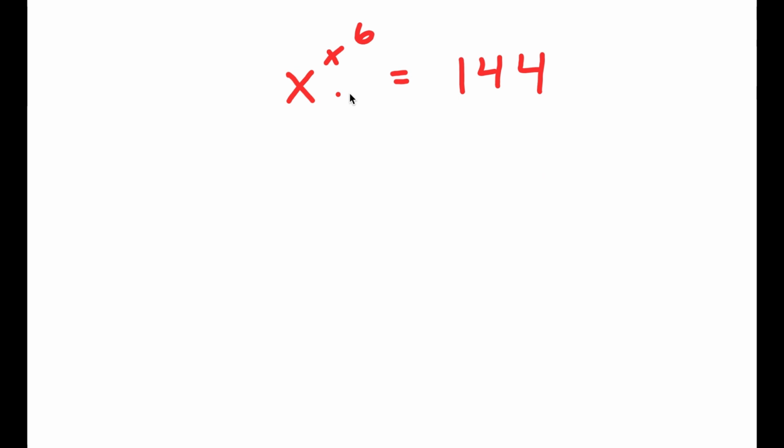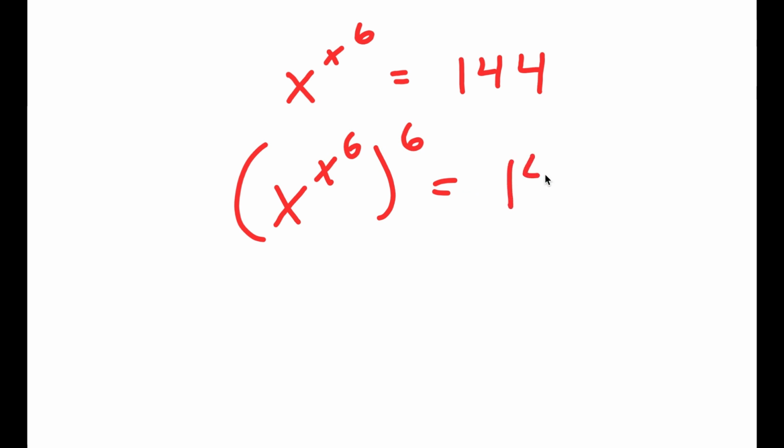Alright, so in this problem, I have x to the power of x to the power of 6 is equal to 144. So to solve this, I'm going to start by taking the power of 6 on both sides.